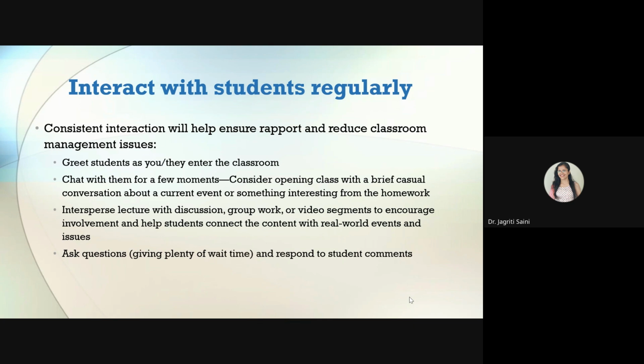And when you ask questions, here comes another challenge. Several times as teachers, when we ask questions, we expect our students to respond immediately. But this is not always the case. Sometimes they need a few seconds, a few minutes to understand what has been asked and to respond. And sometimes it is even better to help them have a discussion with their peers before responding to your question.